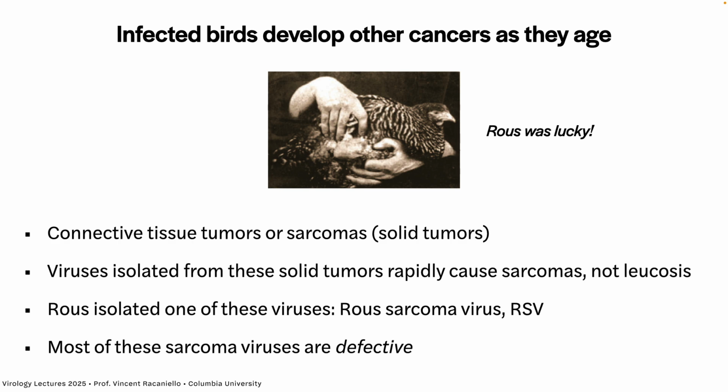If you let birds live, most of the time they're killed at a certain age. But if you let them live, they'll develop solid tumors like sarcomas. And if you take the virus from these tumors like Rous did, they cause tumors. They cause sarcomas, not leukemias. And so Rous isolated a virus from one of these solid tumors called Rous sarcoma virus.